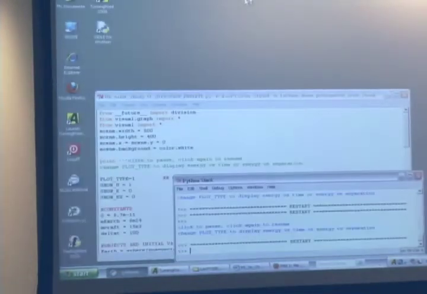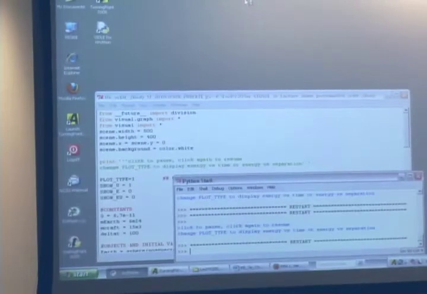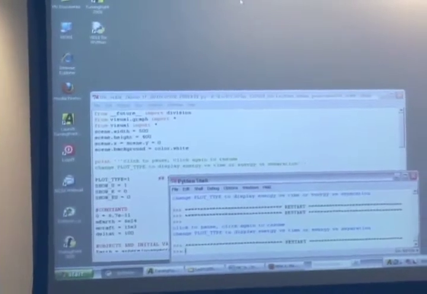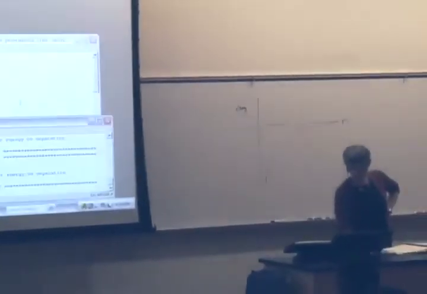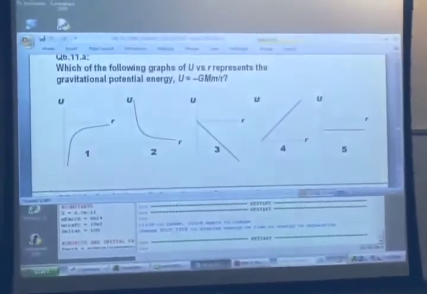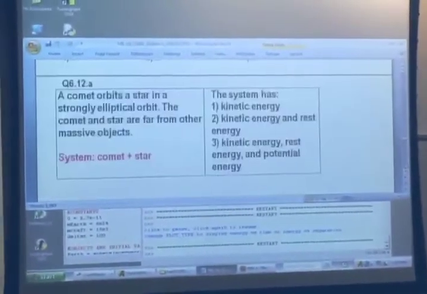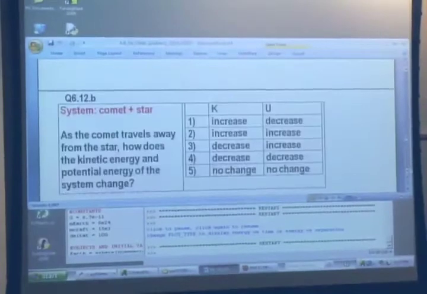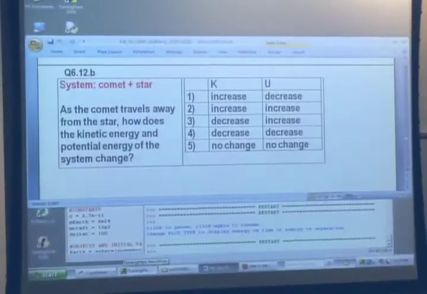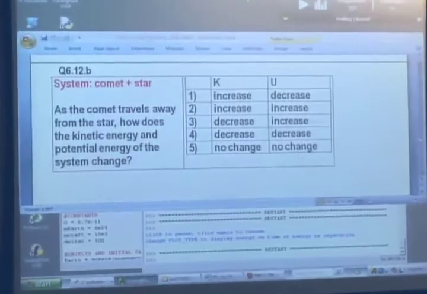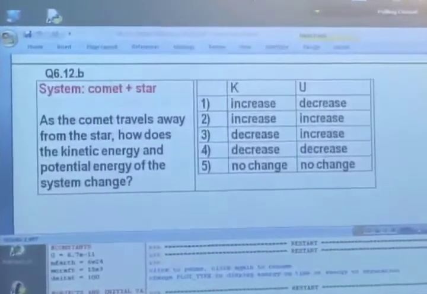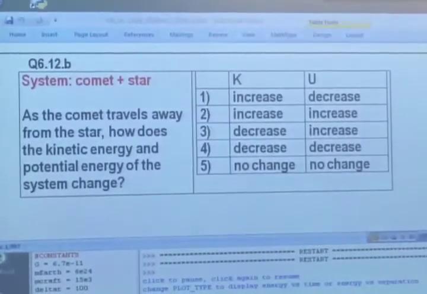Okay, so what should happen if we said, why don't you graph kinetic energy of the system too? What should we see? Think about how the kinetic energy is going to change. Okay, so the comet's going away from the star. What's happening to its kinetic energy? And what's happening to its potential energy?